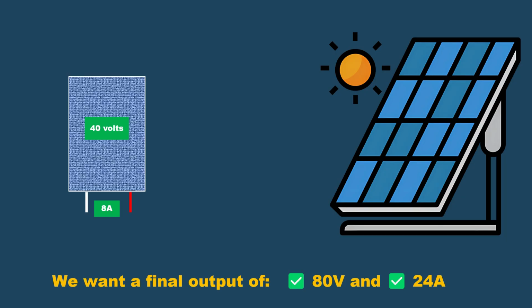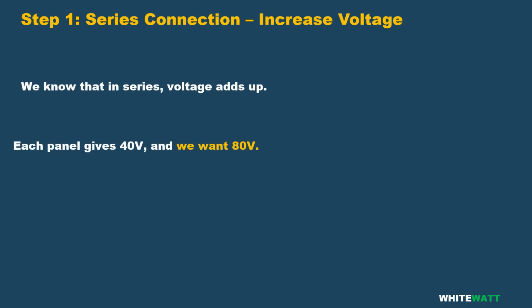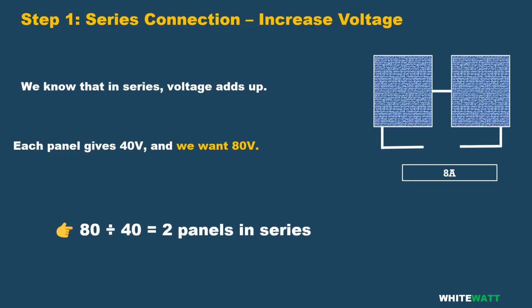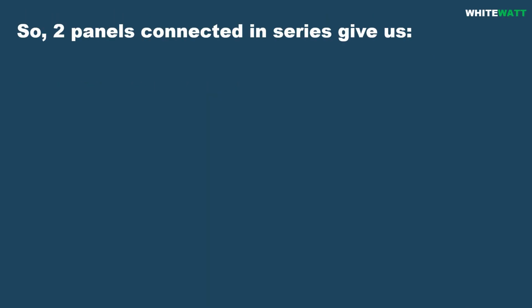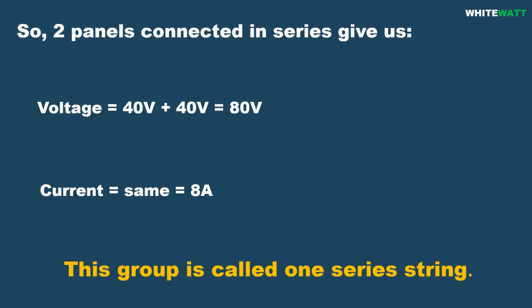So step number 1, series connection. Increase voltage. We know that in series voltage add up. Each panel gives us 40 volt and we want 80 volt. So 80 divided by 40, the answer becomes 2 panel in series. So 2 panel connected in series give us voltage 40 plus 40, 80 volt. Current same, 8 ampere. This group is called one series string.